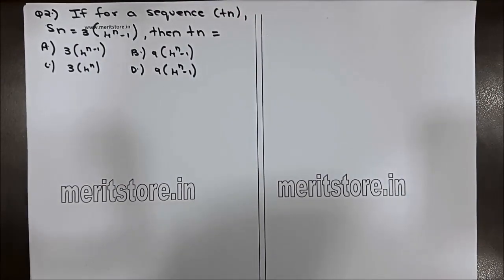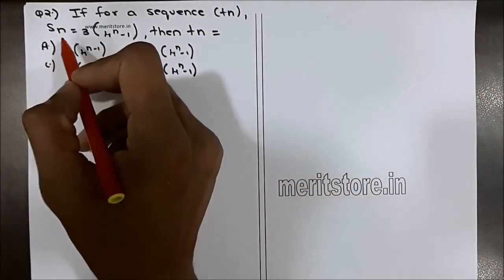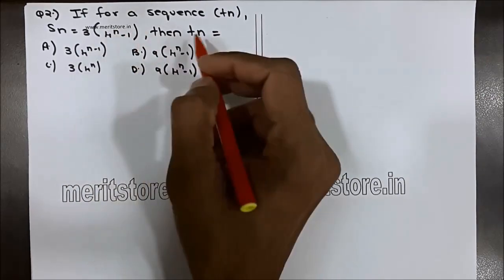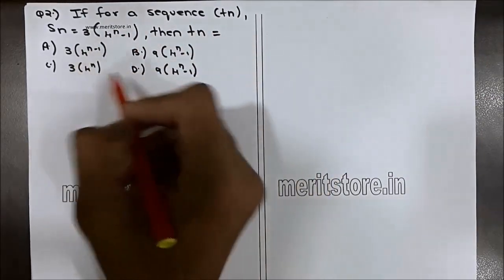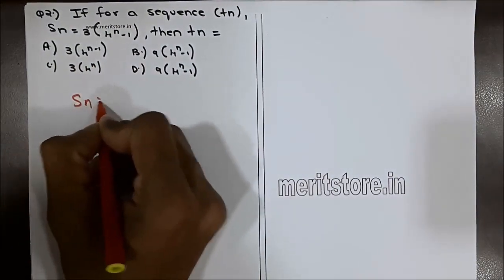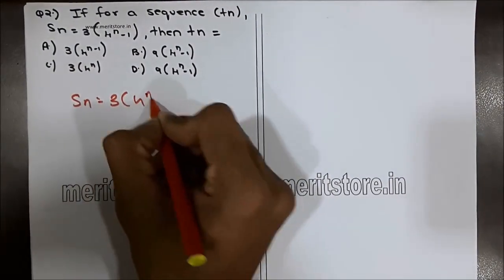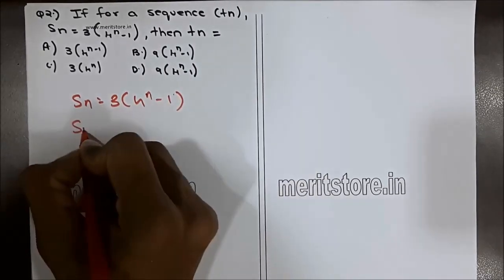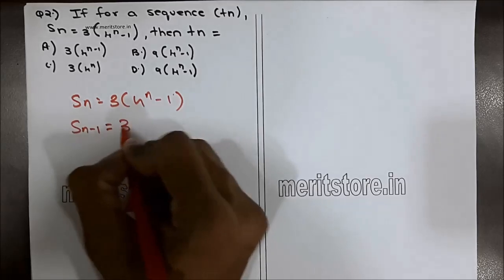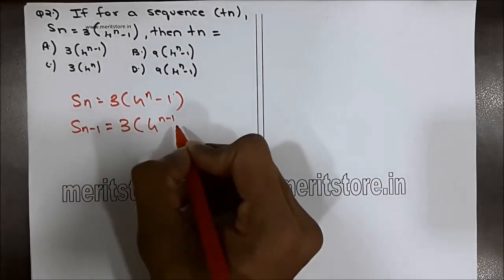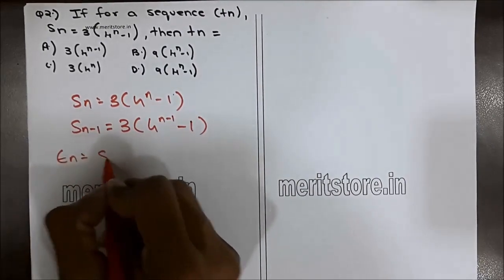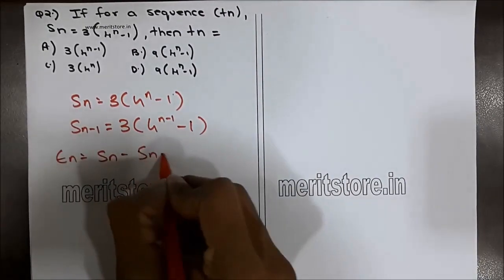Question 2. If for a sequence Tn, Sn is equal to 3 into 4 raised to n minus 1, then term Tn is equal to, we have four options. We have Sn is equal to 3 into 4 raised to n minus 1. For S of n minus 1, we have 3 into 4 raised to n minus 1 minus 1. We know that Tn is equal to Sn minus S of n minus 1.